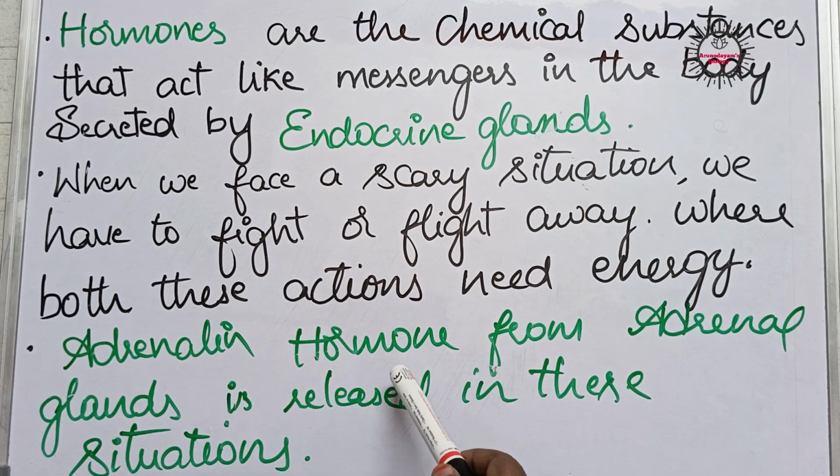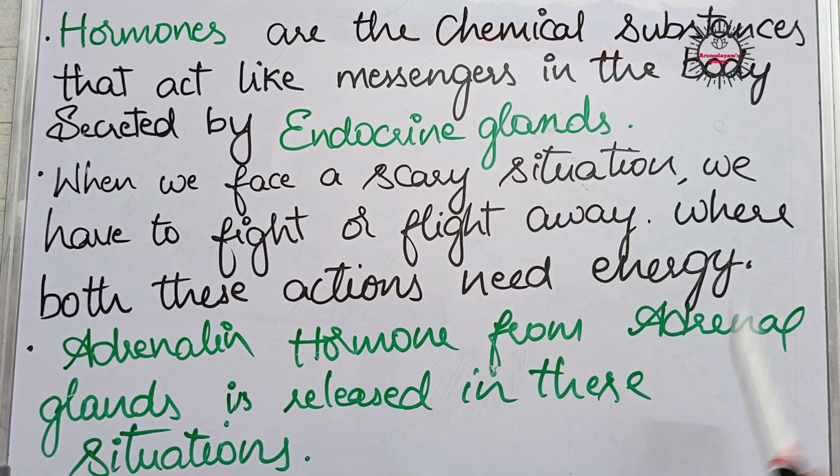This adrenaline hormone is produced from a gland called adrenal gland. Adrenal glands are the two cap-like structures present on our kidneys. Okay, in our excretory system we have learnt about it. So on the two kidneys we have two cap-like structures called adrenal glands, and these glands produce a hormone called adrenaline hormone in scary situations.